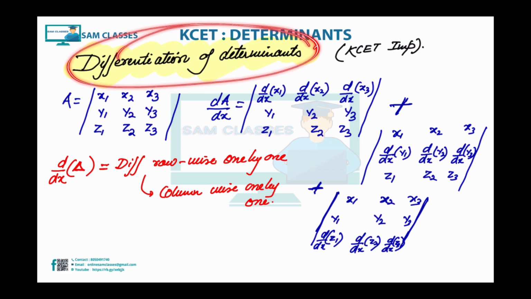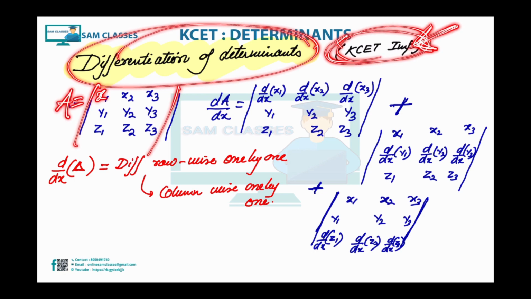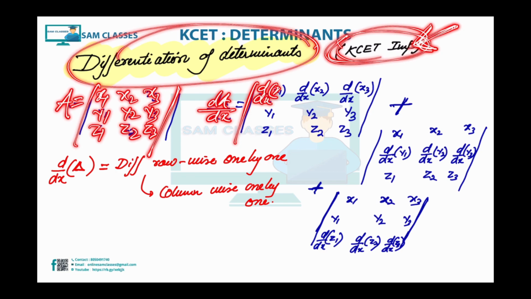Now, differentiation of determinant, a very important topic for your KCET. We'll be doing a lot of questions based on this. It's pretty simple. Let's say we have a determinant A with rows x1, x2, x3, y1, y2, y3, and z1, z2, z3. Now we want to differentiate. For dA by dx, first differentiate the first row. Do all the differentiation of the first row elements, and leave the other two rows as it is, then plus sign.